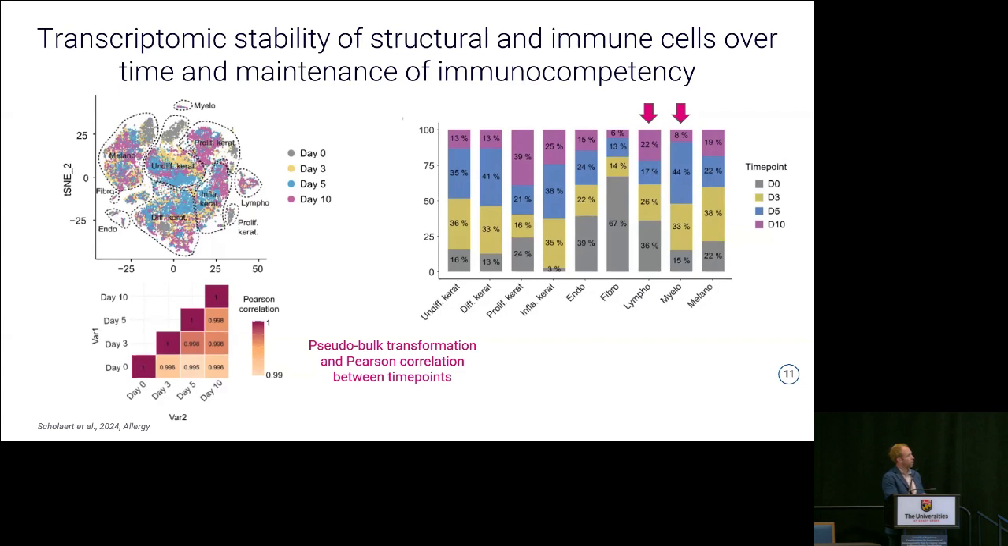The only thing that we see is that after day 10, we start to see that a fibroblast might start to de-differentiate in the tissue. So if you want to use this model to study fibroblast differentiation, we would recommend to use them before day 7.